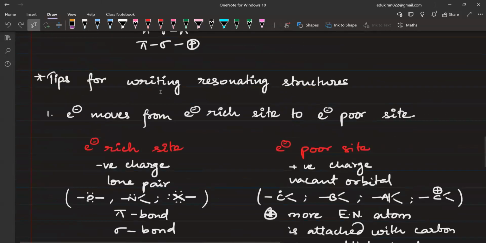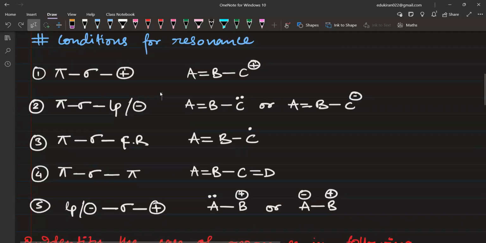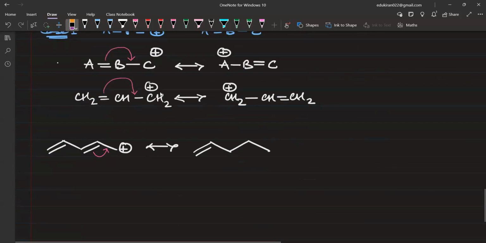That is why when you see here, in these cases, I have written positive, negative, free radical first, right? So these are the important cases. Wherever you see these cases, you have to focus on them first. Okay, please see here now. As it moves, we'll get a double bond here, and there will be a positive charge on this carbon atom.